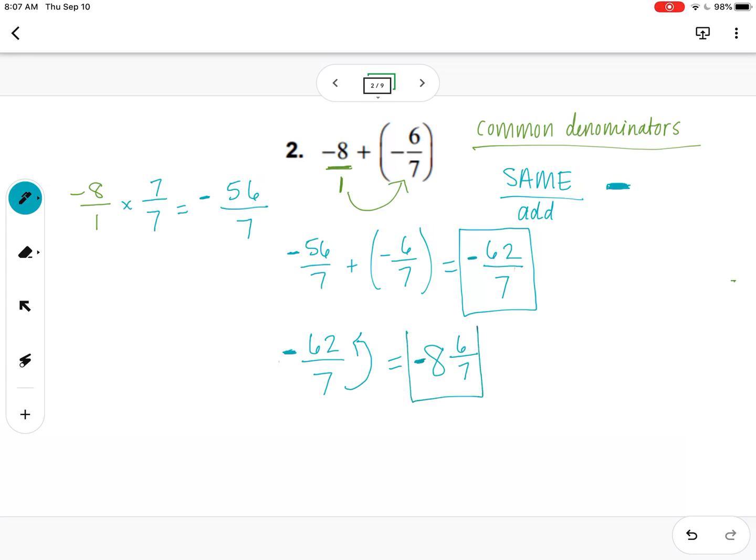So our whole number value is negative 8 and 6/7, and that's the same as the improper fraction, but usually we would write it like this. All right, there is that second example.